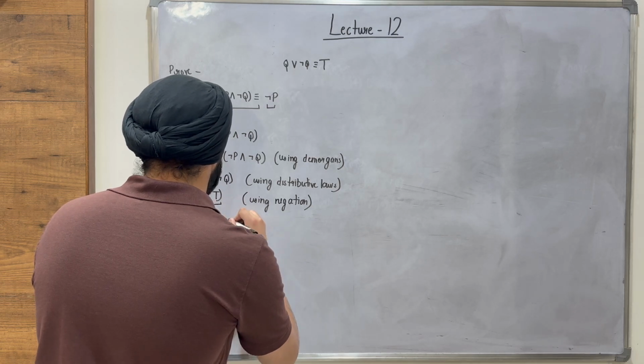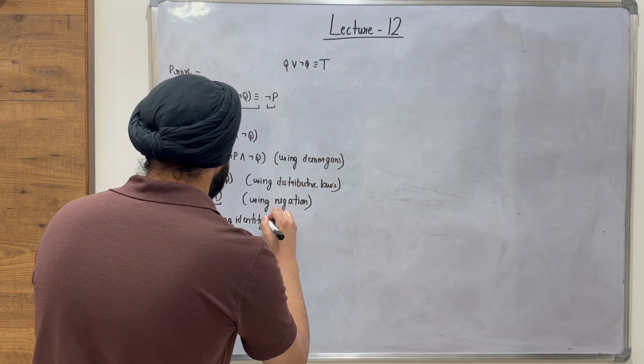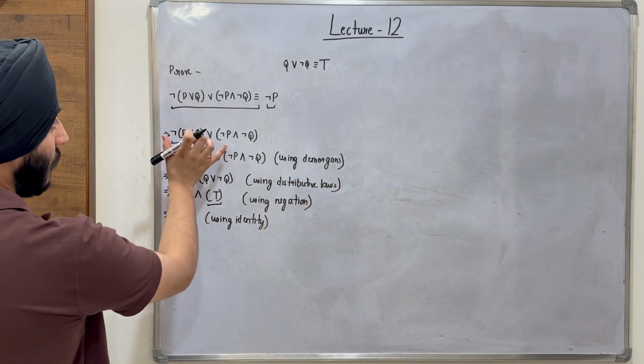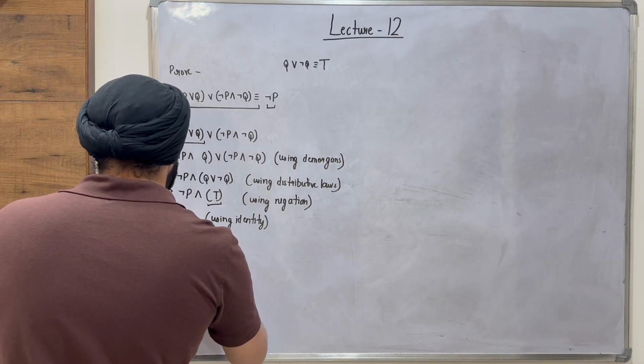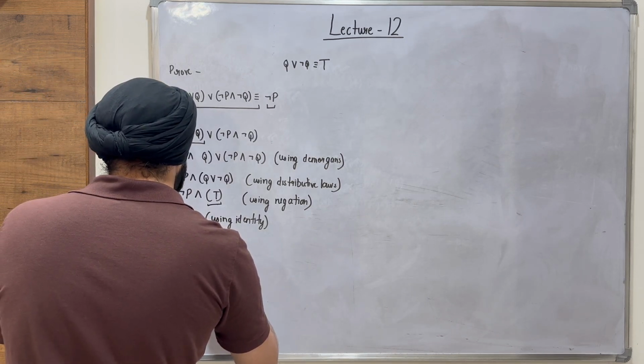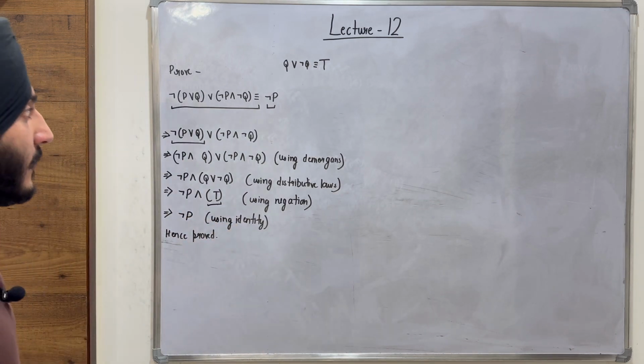So, using identity. So we started from this large equation and went on to this. And finally, I can say hence, right? So I hope you were able to solve this question.